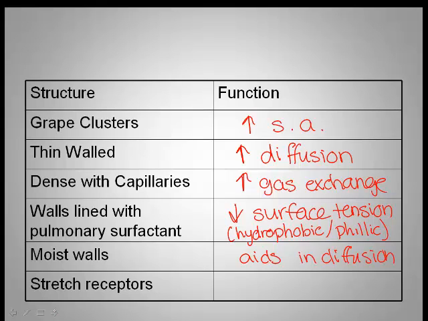And then we have our stretch receptors. This is going to prevent our alveoli from overfilling. It's like when you take a breath, at a certain point you can't take in any more oxygen. This is our receptors telling our lungs that our alveoli are full.